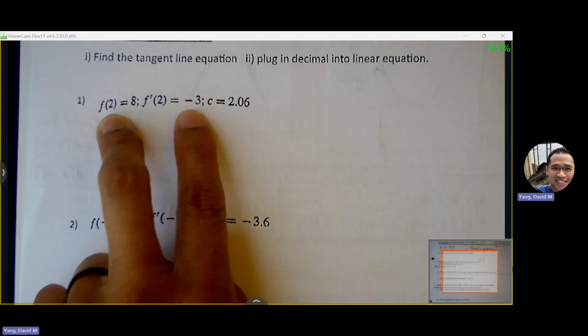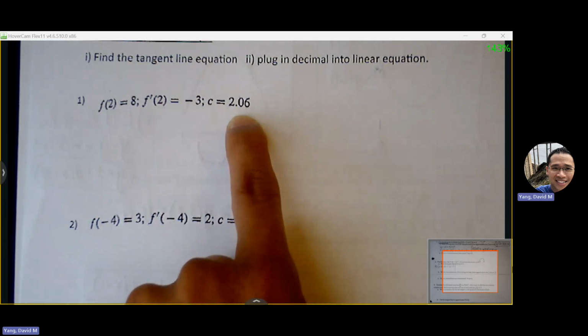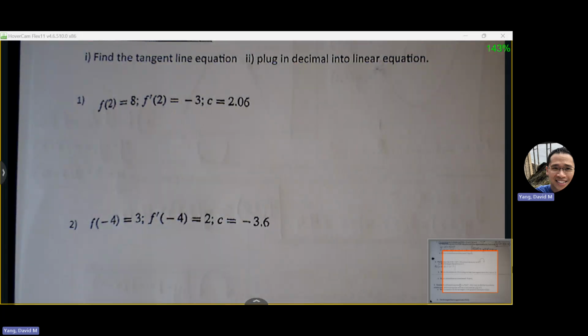So you have your order pair, you have your slope, build your tangent line, and then you can plug in your decimal value. You can use your calculator if you have one.